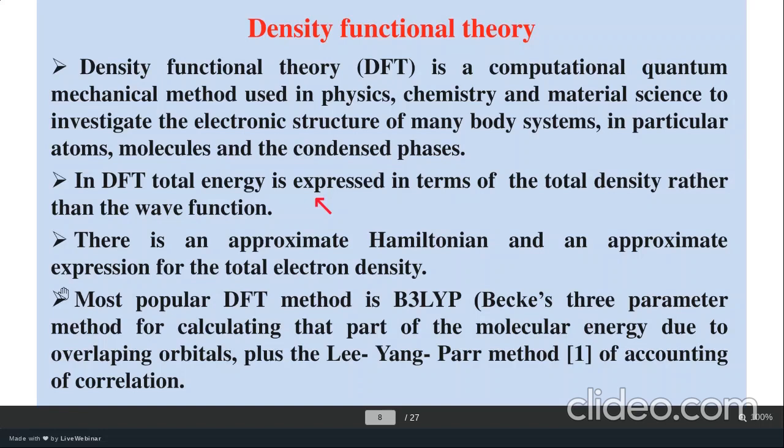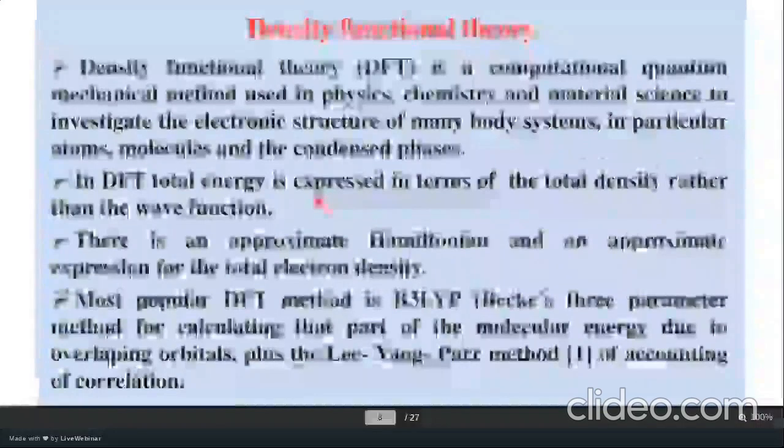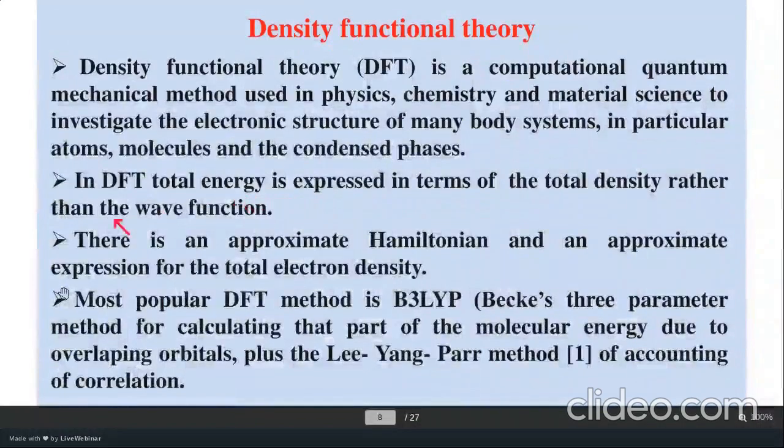It does not use the wave function to express it; it uses the total density. So in DFT, the total energy is expressed in terms of the total density rather than the wave function. There is an approximated Hamiltonian and an approximated expression for the total electron density. In this method, we have some approximated Hamiltonian and some expression to define the electron density.